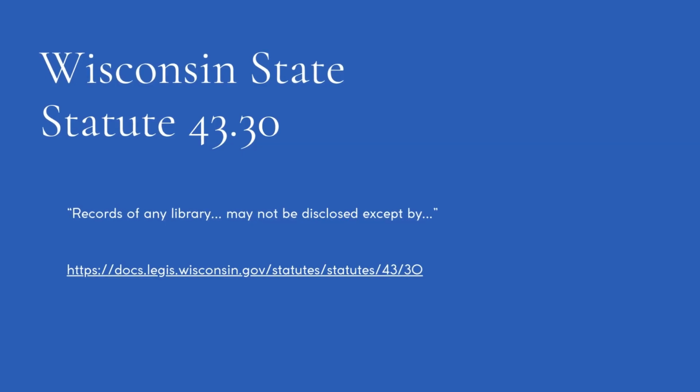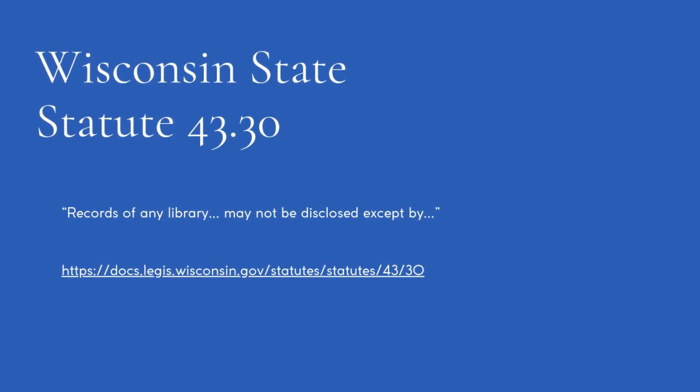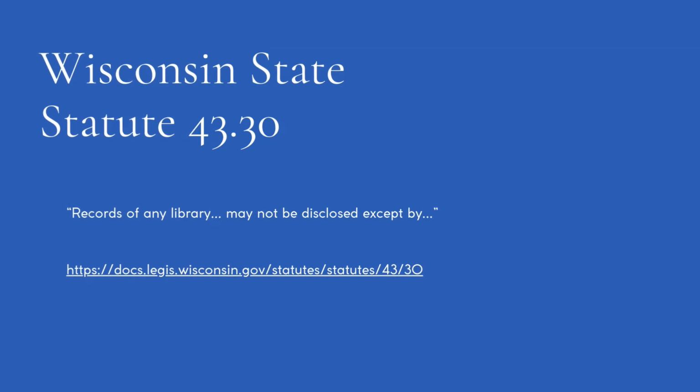As librarians, we also have support from Wisconsin State Statute regarding privacy. This statute ensures that any records indicating the identity of library users and the materials they borrow are kept confidential. It protects individuals' privacy by restricting access to such records, allowing disclosure only under specific circumstances. These specific circumstances are as follows.